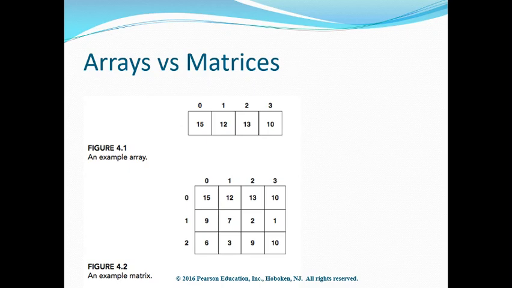Figure 4.2 is an example of a matrix, which is a double array, right? So we can see that it's not just going across, but it's going down as well. So there are rows and columns. If I said give me the object at 1, 1, you would return 7. If I said 2, 3, you would say 10.